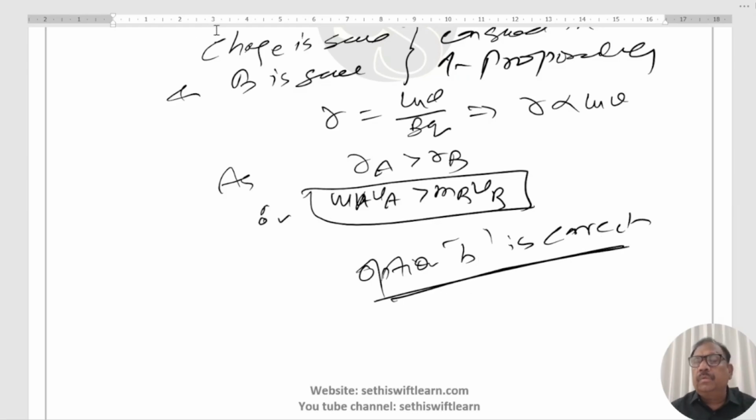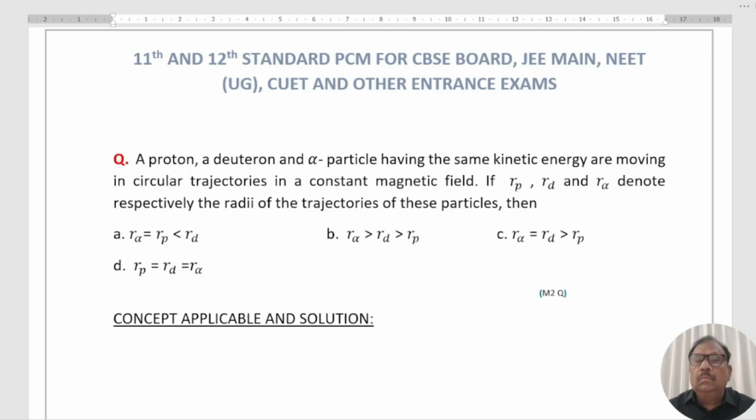Next question. Question is, a proton, a deuteron and an alpha particle having the same kinetic energy are moving in circular trajectories in a constant magnetic field. If Rp, Rd and R alpha denote respectively the radius of the trajectory of these particles, then we have to pick up one of the correct answers.